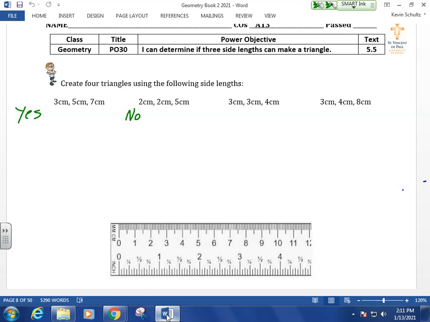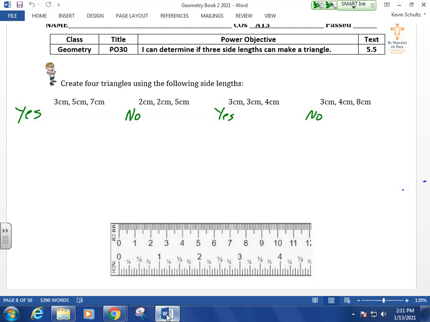3, 3, and 4? Yes. And 3, 4, and 8? No. Okay. If you are able to draw a triangle with side lengths of 3, 4, and 8, your measurements are off or you have discovered a new, different dimension.